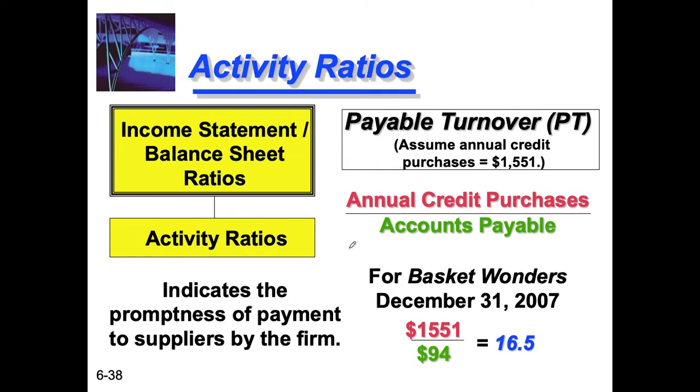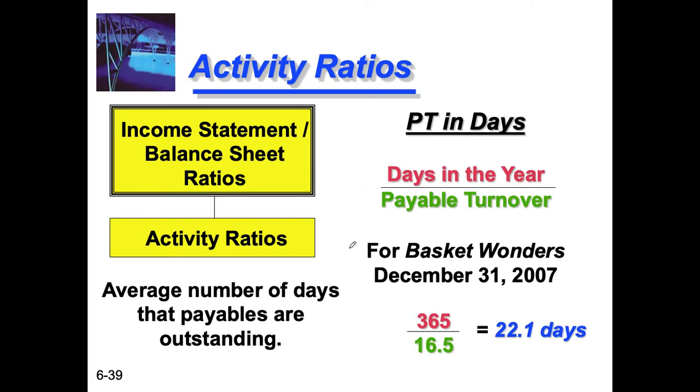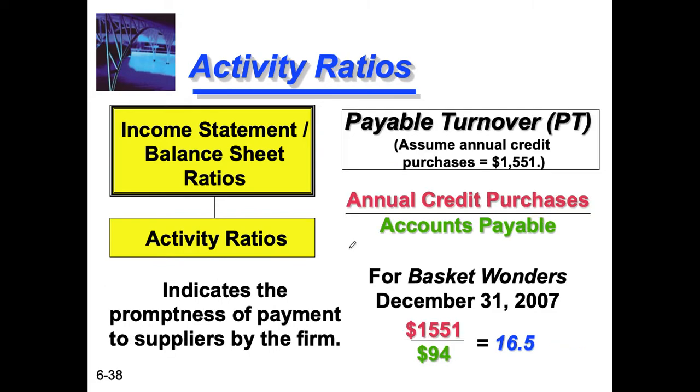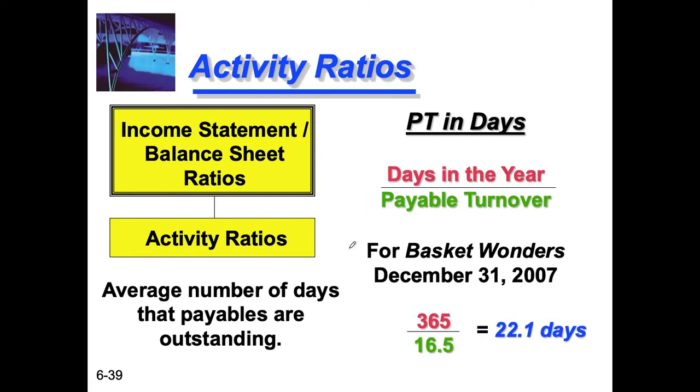Okay, it's still related to activity ratios. There is payable turnover. The formula is annual credit purchases per accounts payable. Payable turnover indicates the promptness of payment to suppliers by the firm. Payable turnover in days: the formula is days in the year per payable turnover. Payable turnover in days is the average number of days that payables are outstanding.